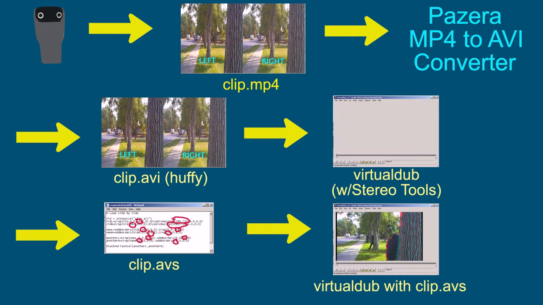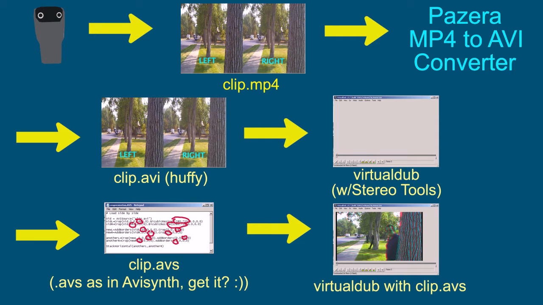but what we're going to do is open up VirtualDub and activate the Stereo Tools filter. This is going to turn our left-right clip into an anaglyph clip that you can see with the red-blue glasses. I'll explain that shortly.